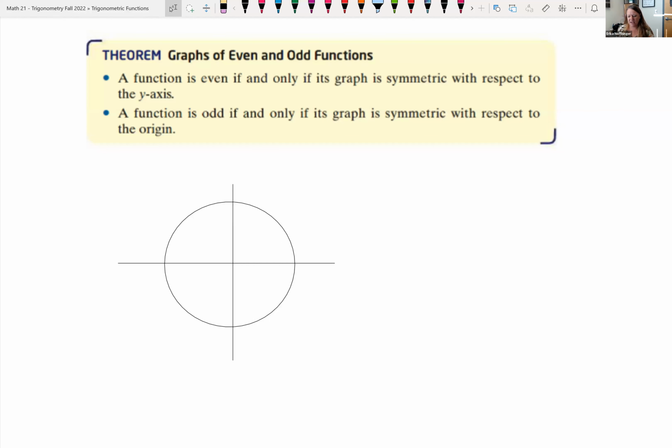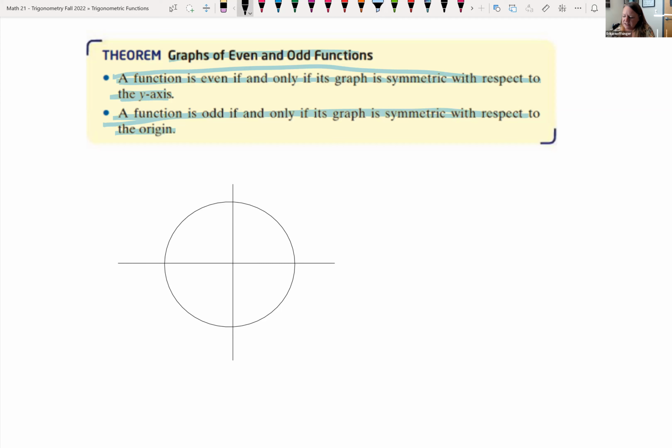So the last thing that may help us with graphing these trigonometric functions is recalling what it meant to be an even or an odd function. We kind of reviewed this last week when we were looking at properties of trigonometric functions. So this should be a quick review. But graphs of even and odd functions: a function is even if and only if its graph is symmetric with respect to the y-axis. And a function is said to be odd if it is symmetric with respect to the origin.